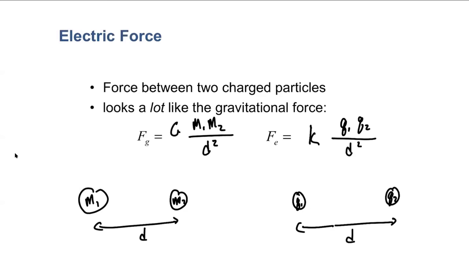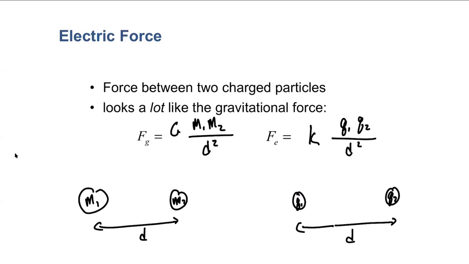Let's go back to them. First of all, one of the differences is that these numbers are different. It turns out that the electric force, this number K, is quite a bit larger than G. You might remember capital G is 10 to the negative 11. Well, K is significantly larger than that. So it turns out gravity is much weaker. In fact, it's the weakest of all the forces.